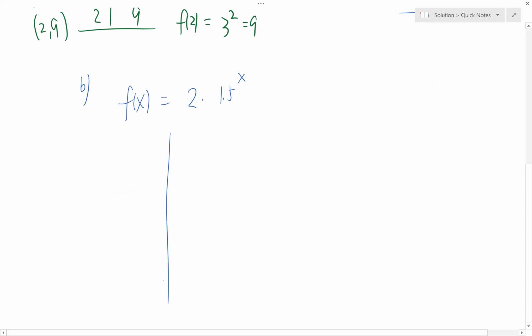And similarly, we will need some ordered pairs, just like the previous one. So we're picking the same numbers from -2 all the way to 2, increasing by 1.